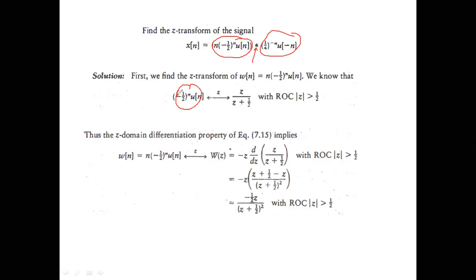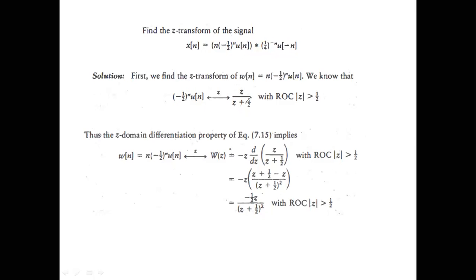See, we need not be bothered about this minus. It's just a constant accompanied by some value. Alpha to the power n into u of n is z divided by z minus alpha. What is the value of alpha? Minus 1 by 2. Z divided by z minus alpha. That is why there is a plus sign here. So minus 1 by 2 to the power n into u of n gives you z term.